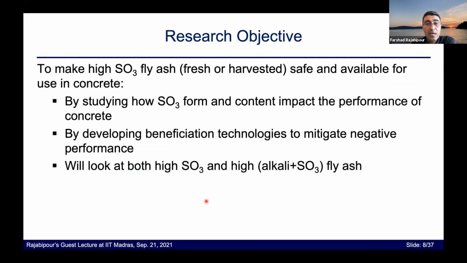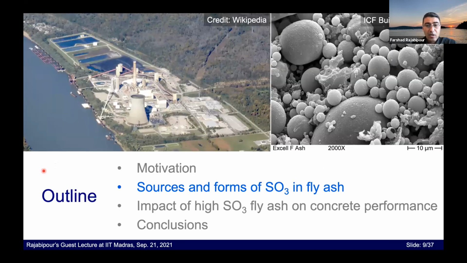Okay. All right, so the objective of this work is really to make high SO3 fly ash, both fresh fly ash and harvested fly ash, safe and available for use in concrete. And we do so by studying how the form of SO3 as well as the content of SO3 impact the performance in concrete, by developing beneficiation technologies to mitigate areas of negative performance. And we also look at both high SO3 fly ash as well as fly ashes that are high in both SO3 and alkalis. Okay, so let me now talk about sources and form of SO3 in fly ash.